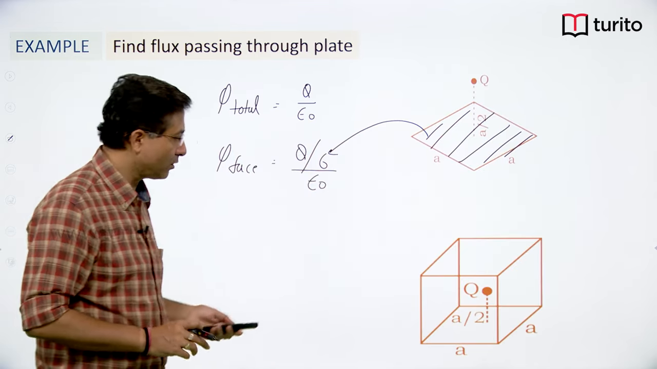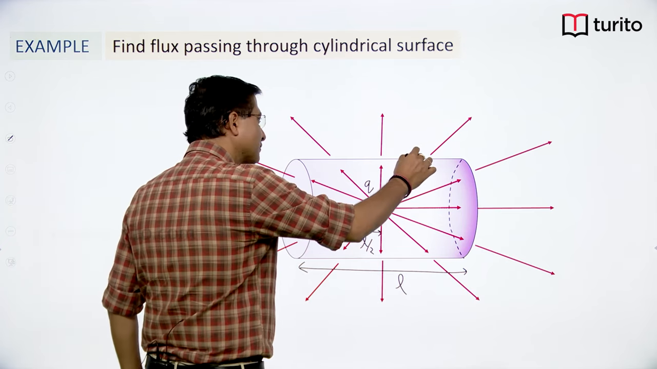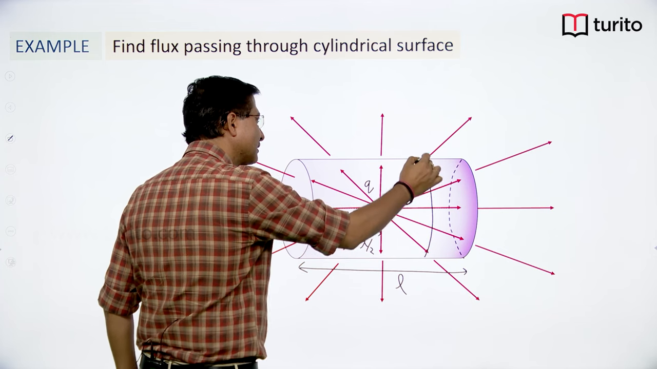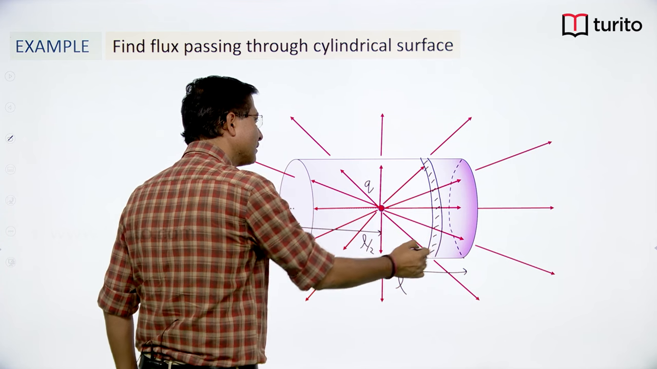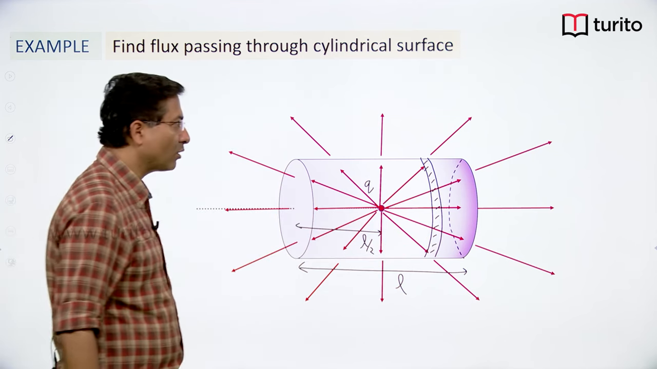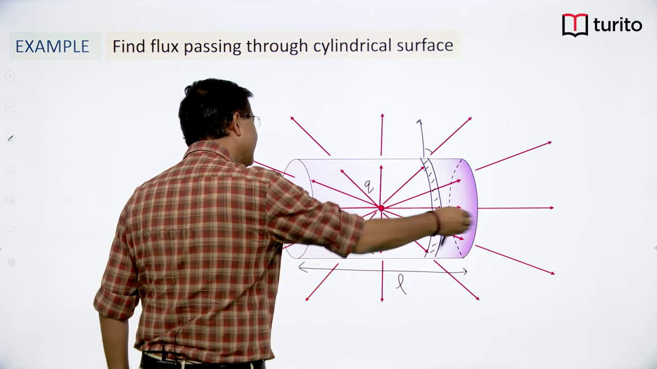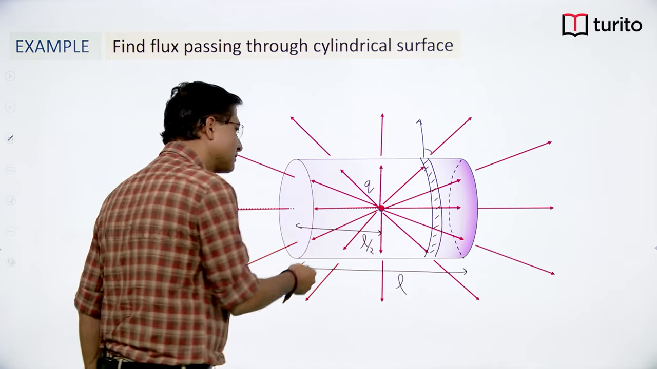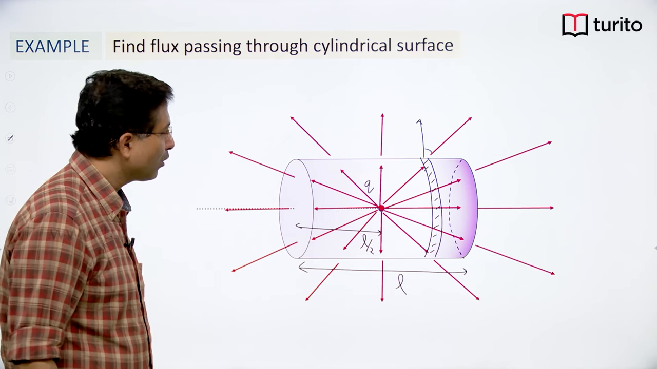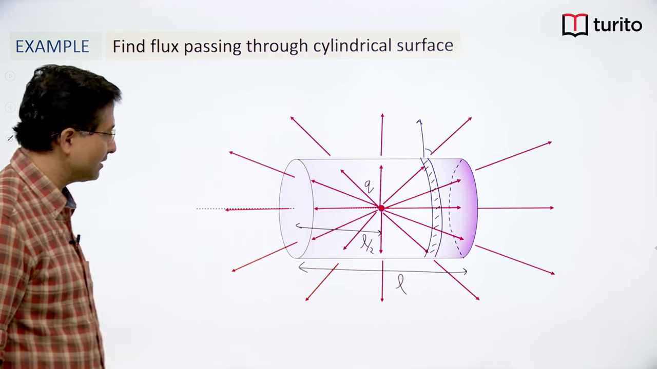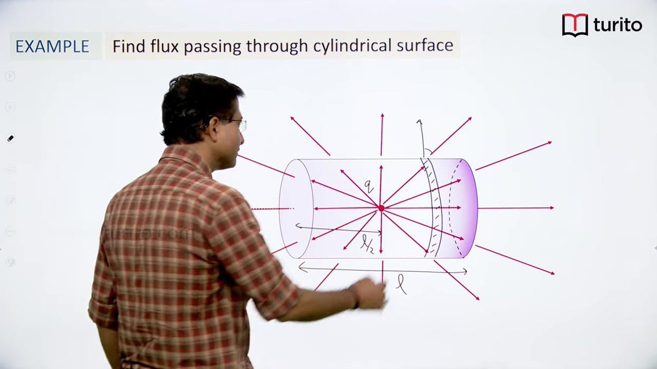So if I try to solve this problem using the flux formula, then what I need to do, I need to consider a ring over here, right. First I need to find out how much is the flux associated with this elemental part, and then I need to integrate to get the flux associated with this curved surface of the cylinder, right. Or I can easily solve this problem using the result we already derived.